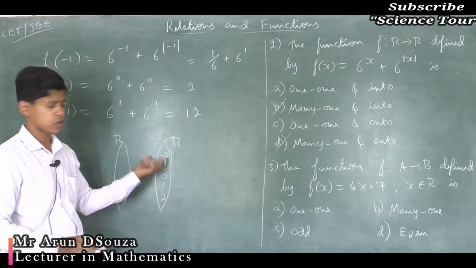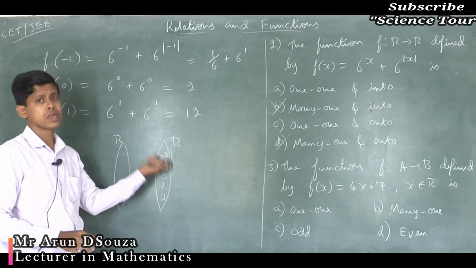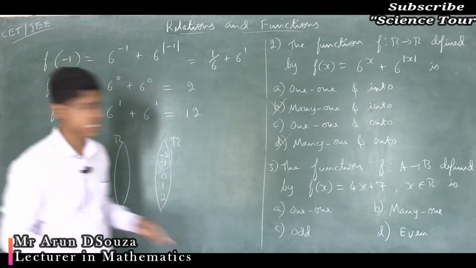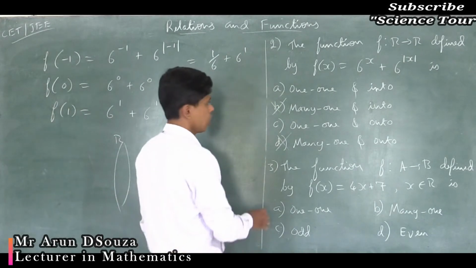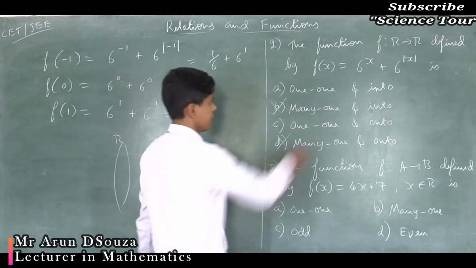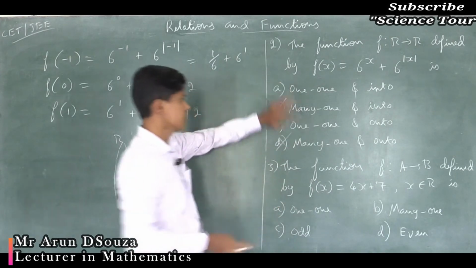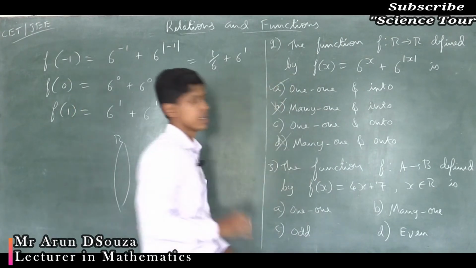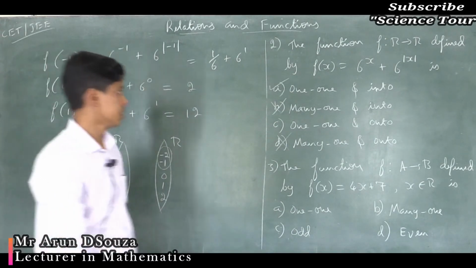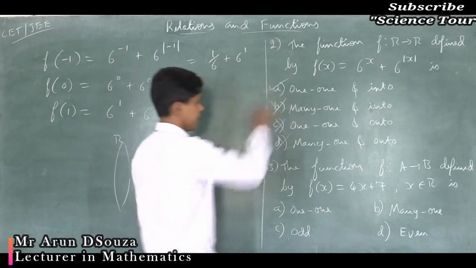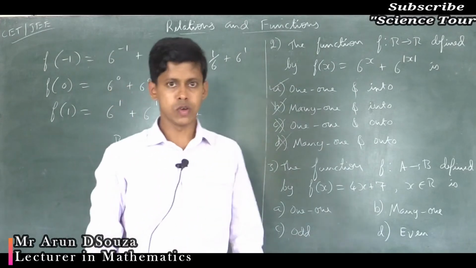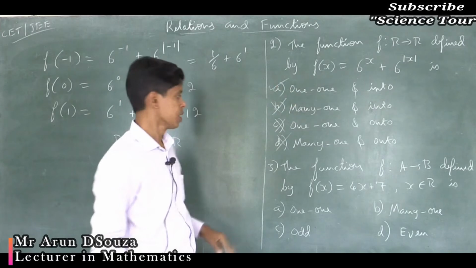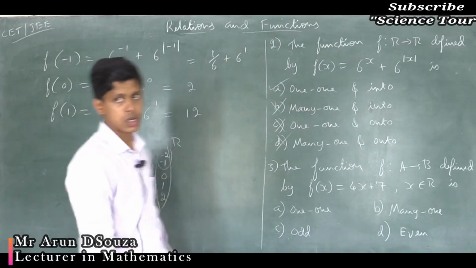What is the definition of onto? Every element in the codomain must be the image of some element in the domain, which is not satisfied here, hence it is not onto. So, we are left with this: it is clearly 1 1 and not onto, therefore 1 1 and into function. So, that means option A. Well, so that is about the second problem and we have got the answer as option A. Let us move on to the third question.